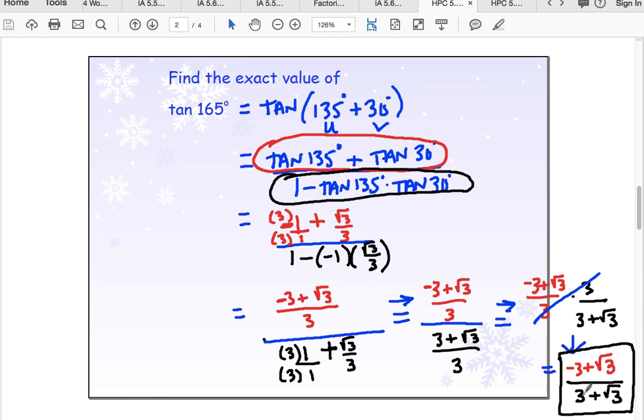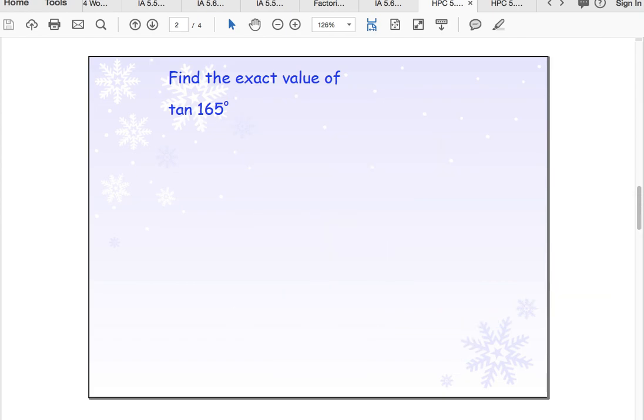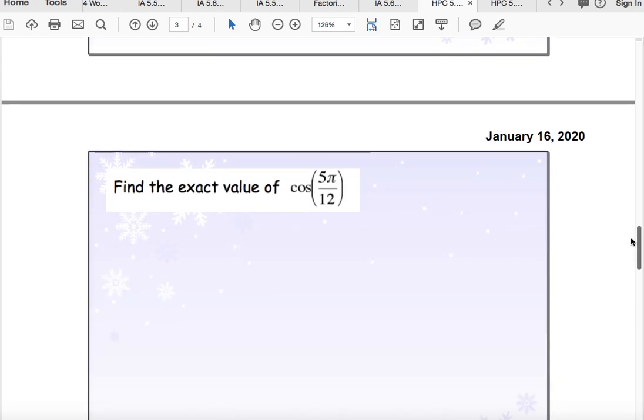The back of the book, however, will. They will rationalize the denominator, so their answer in the back will be different than this. But we are okay if you stop here, okay? So again, we split up the 165-degree angle into two angles that are on the unit circle, followed the formula. We had to find some common denominators, so we had to do some algebra work. We multiplied by the reciprocal, which canceled those 3's, and then that's where we ended up. So it's going to be kind of a lot of algebra work once you get through following the formula.